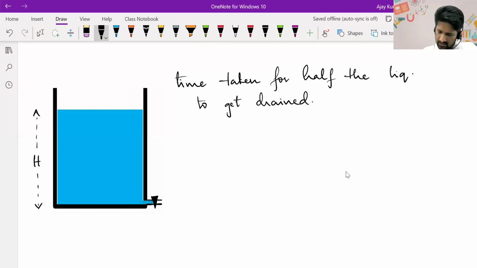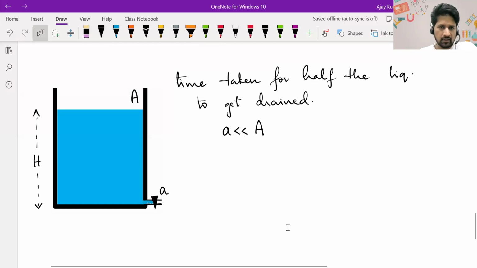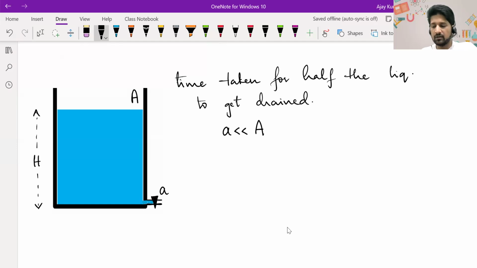Assume the area of cross section of the tank is capital A, the area of cross section of the tap is small a, and small a is very small compared to capital A. That is given to you. Density does not matter. Areas of cross section are given to you. Initial height is given to you. I think you will be able to solve this. After the stopper is removed, water will flow out of the tank. You need to derive an expression for the time for half the liquid to get drained.